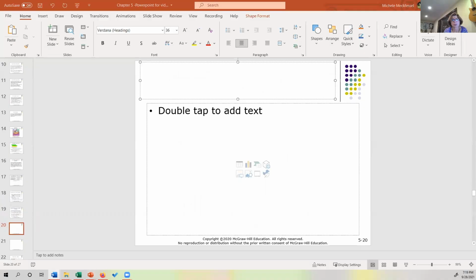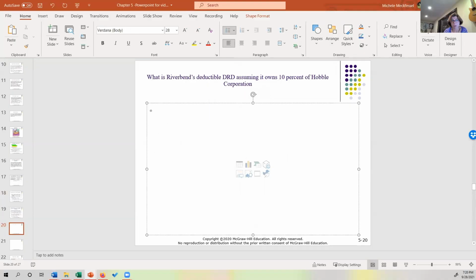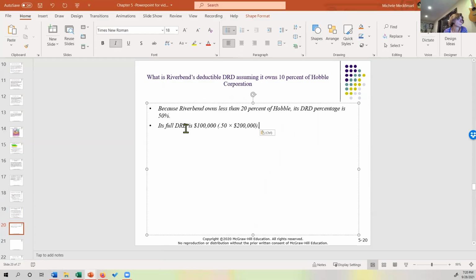This is assuming a 10% stake in the corporation. So we know that they own less than 20%, so their DRD percentage is 50%. If we were to calculate their full DRD, that's going to be $100,000.